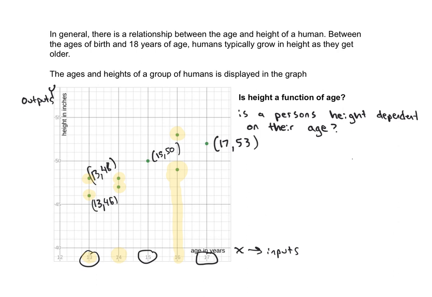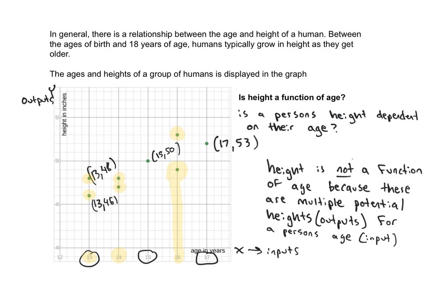You would say that height is not a function of age. And to be more specific, we could say that height is not a function of age because there are multiple potential heights, aka there are multiple outputs for every person's age, or aka for every input there are multiple outputs. That is the definition of a function. Huzzah!